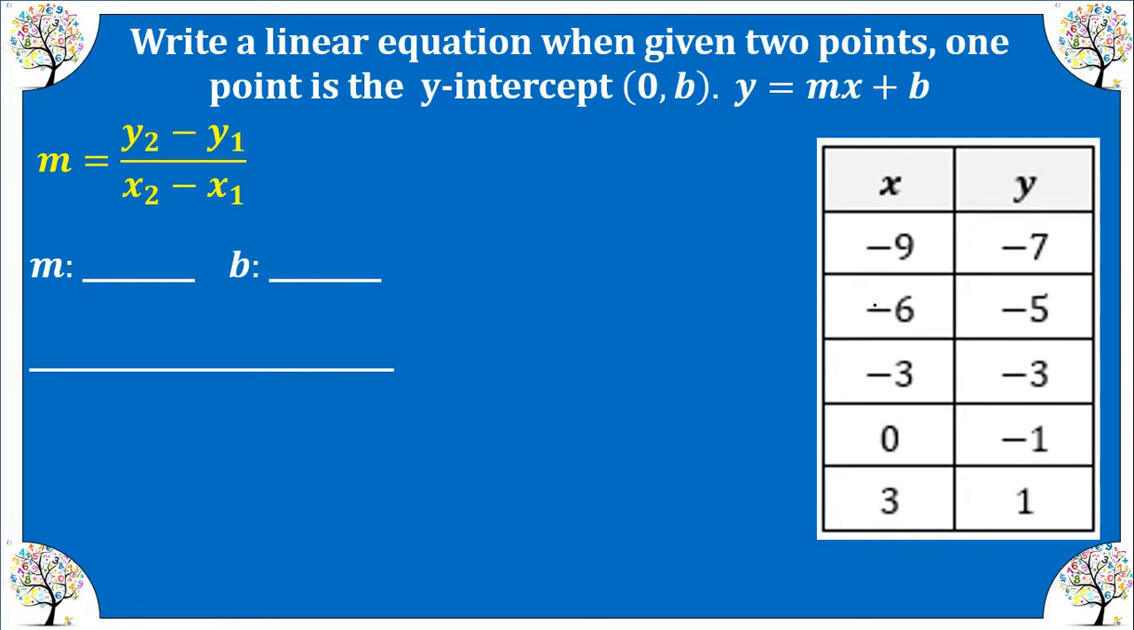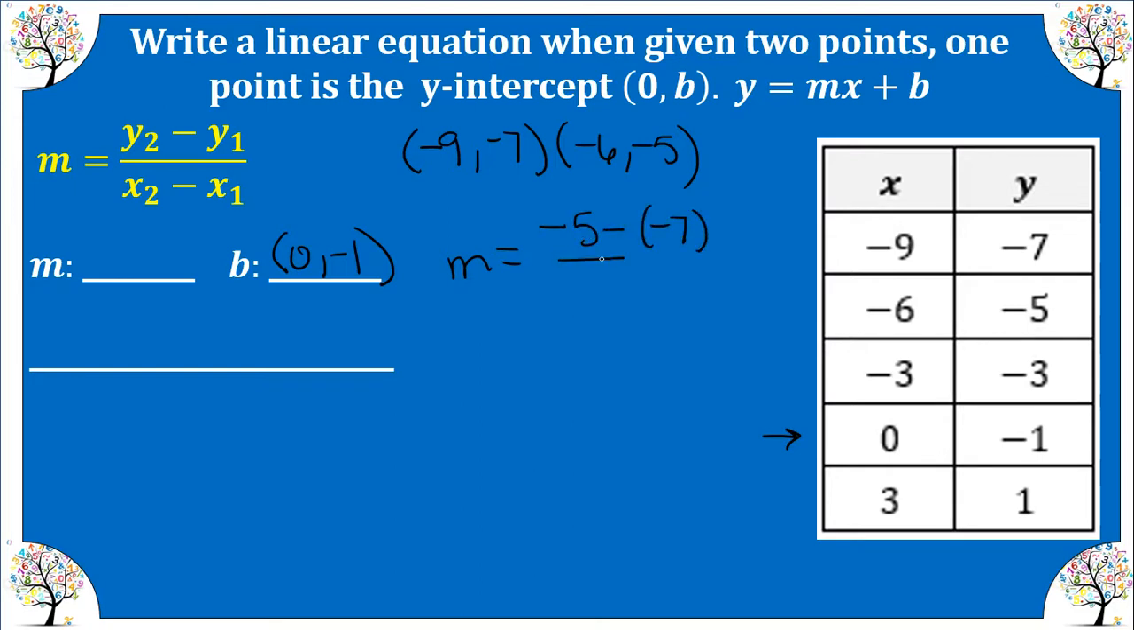Again, I'm looking to see if I'm given the ordered pair where x is 0. I am. So this is my y-intercept where it crosses the y-axis. I'm going to choose any 2 points. As you have noticed, I just choose the first 2 points of my table. I have negative 5 minus negative 7 over negative 6 minus negative 9. This gives me a positive 2 over a positive 3. So up 2 and right 3. So I have an uphill slope.